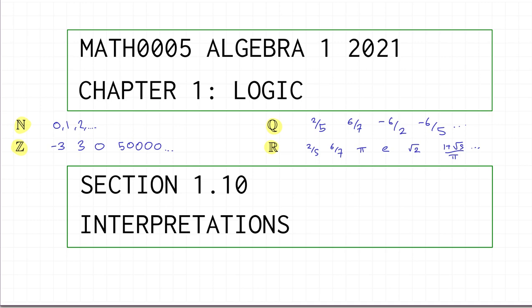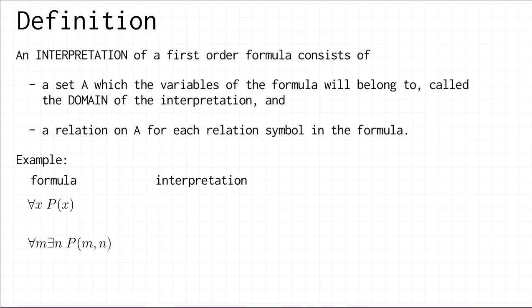Okay, having done those definitions of certain sets of numbers, let's move on to the definition of an interpretation. So here it is. An interpretation of a first-order formula consists of two things. So first of all, a set which the variables of the formula will belong to. And that set has a special name, the domain of the interpretation. And secondly, for each relation symbol in the formula, you have to give a relation on the domain of the interpretation. Let's see a couple of examples of that.